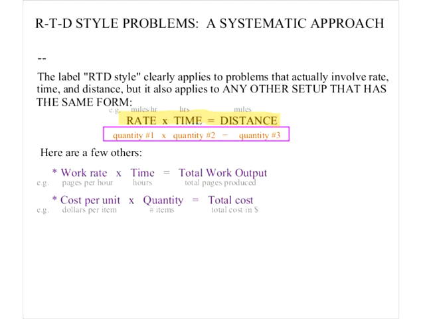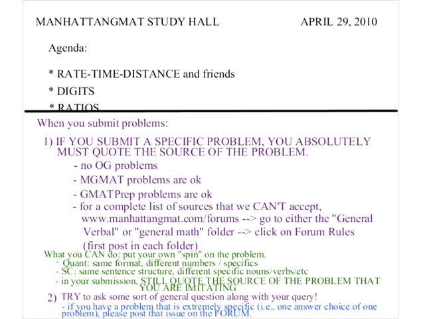Here are some other things that satisfy the same template. When we said at the beginning of the class, we called them rate, time, distance, and friends, the "and friends" refers to all of the other types of problems that work in exactly the same way, even though they are not technically problems about rate, time, and distance.